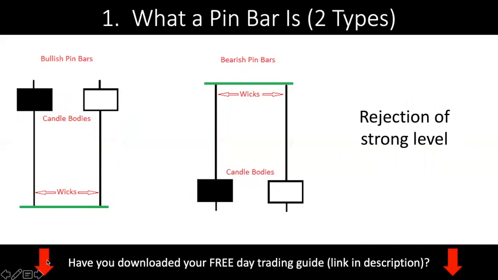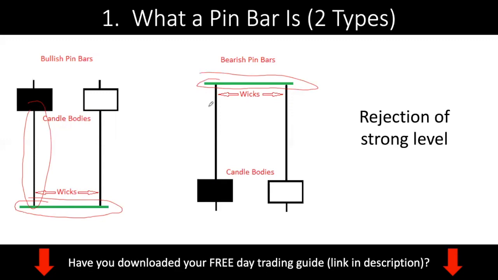Okay, you just wait for the rejection of the key support. In this case the green line is the support, and this green line is the resistance. Once you see this, it's sort of your confirmation that this level is strong, and then you enter on the close of the pin bar. This is how most people identify it, and there's nothing wrong with this. This is correct. But this is only one type of pin bar.